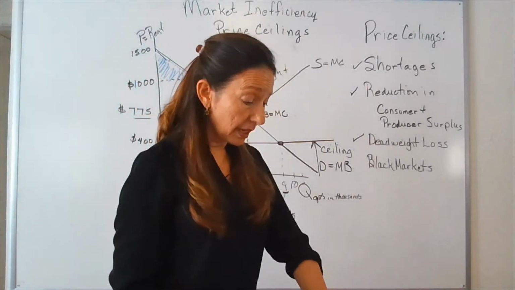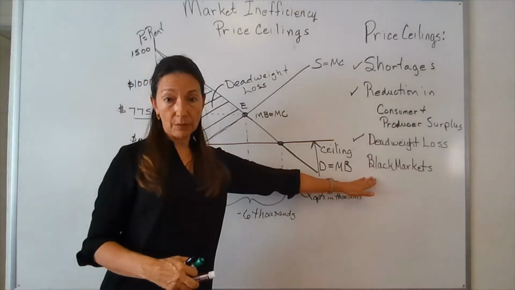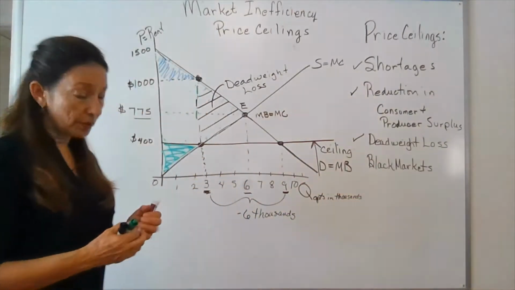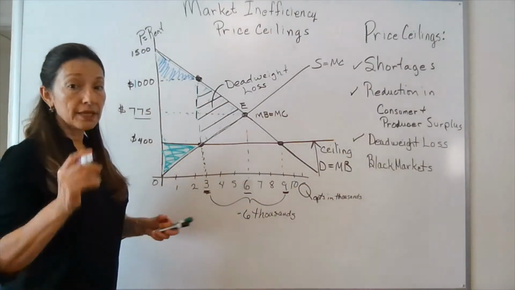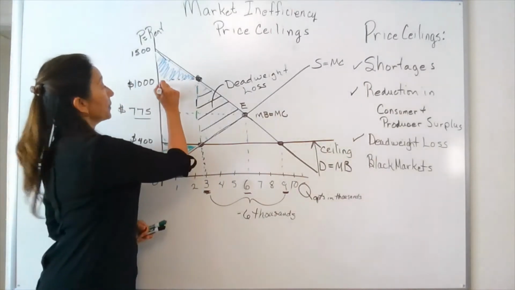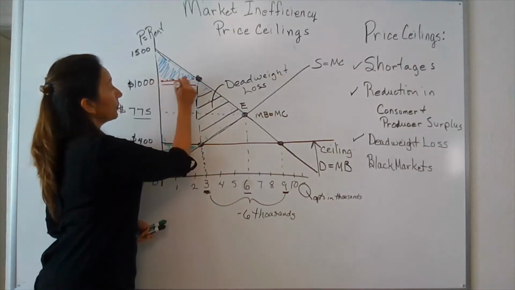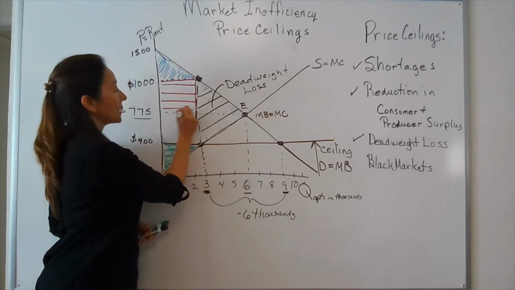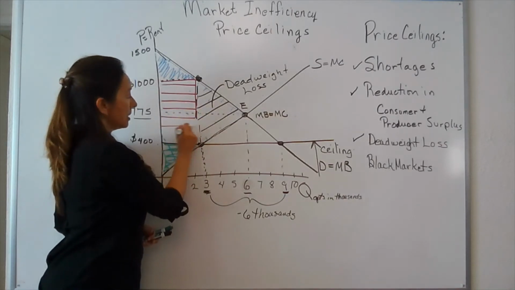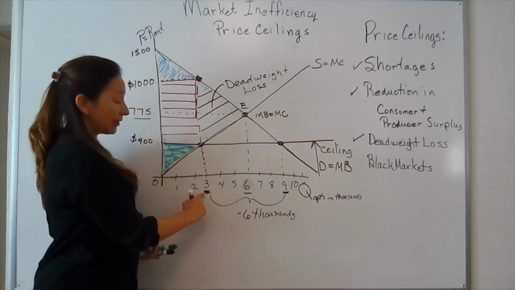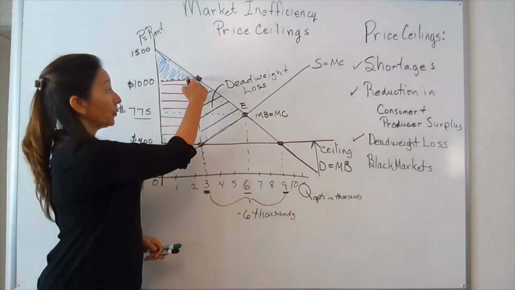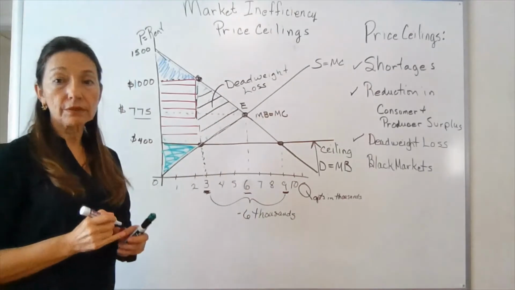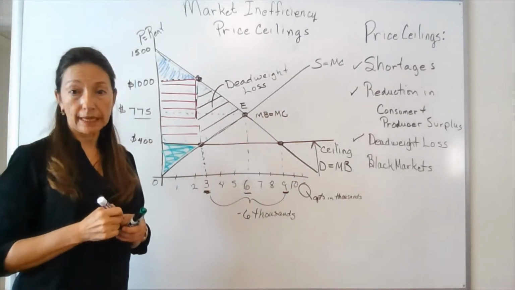Then finally, a price ceiling is going to create a black market. The black market is going to occur in this range right here, in this rectangle that we have. Why is that? Well, you can see at 3,000 units, there are some people who are willing to pay $1,000 for these apartments.